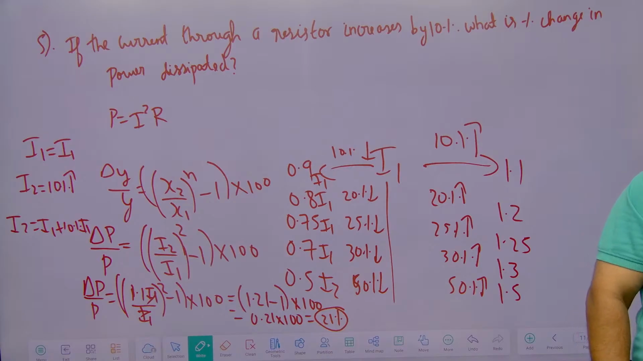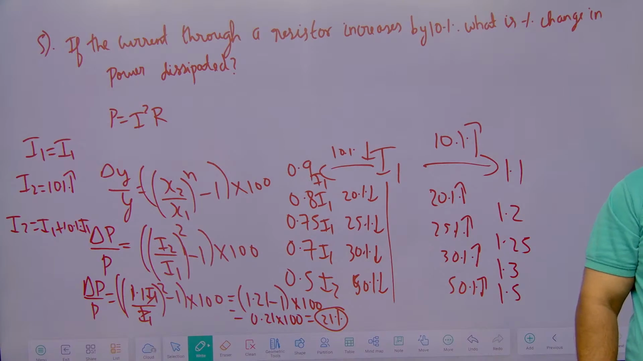100% increase means 1 plus 1. 200% increase means 1 plus 2. 400% increase means 1 plus 4. That's all. 100% decrease means 1 minus 1, which is 0.